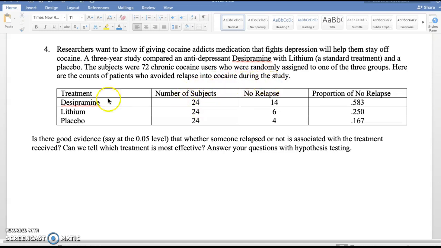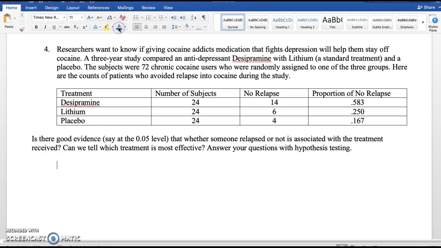So 24 subjects were given the antidepressant, desipramine. Out of those 24, 14 did not relapse, which means 10 did. For the lithium group, 24 received the lithium standard treatment, 6 did not relapse, which means 18 did. And out of the placebo group, 24 were given that placebo, and 4 did not relapse, which means 20 did relapse. So we want to know, is there good evidence, we'll go with the 5% significance level, that whether someone relapsed or not is associated with the treatment that they received.